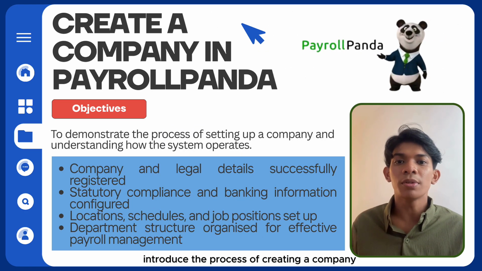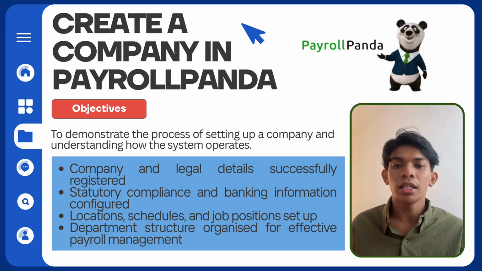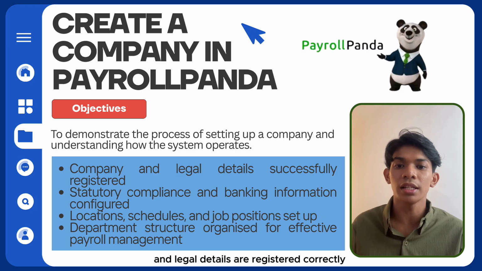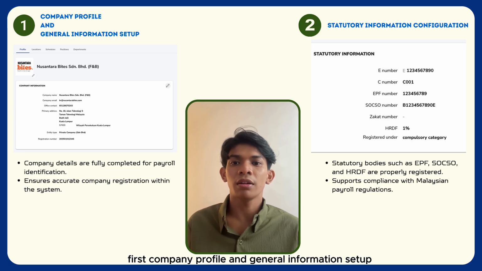This slide introduces the process of creating a company in Payroll Panda. The purpose is to demonstrate how a company is set up in the system and how Payroll Panda operates to support payroll management. The objective of this setup is to ensure company and legal details are registered correctly, statutory and banking information is configured, and organizational structures such as location, schedules, job position, and departments are properly set up to support effective payroll management. First, company profile and general information setup.